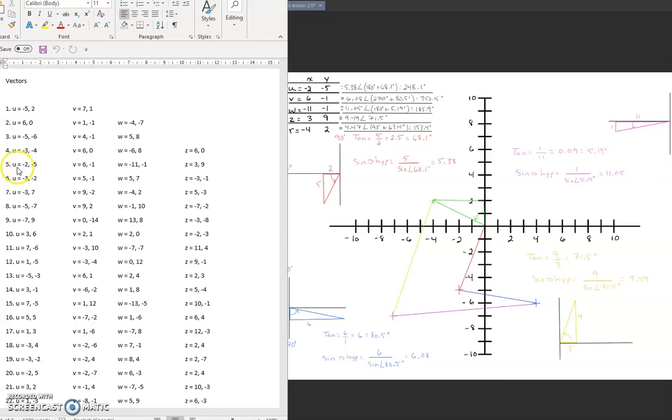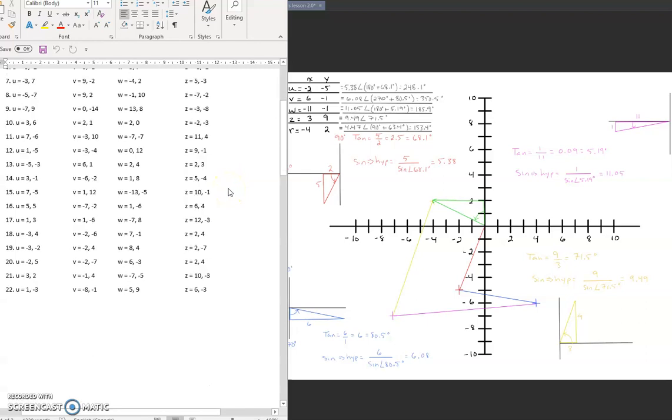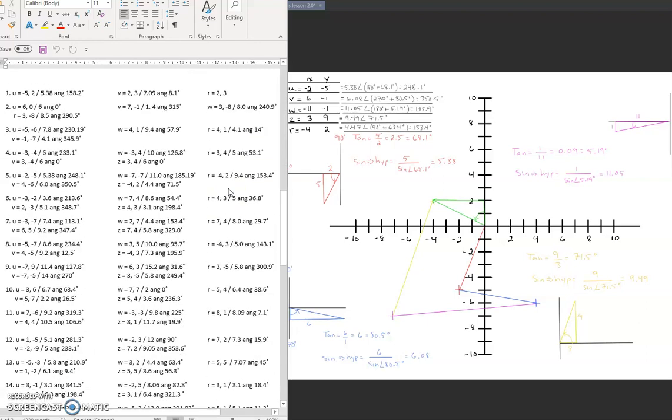When you look here, the way it sets up, we have the u vector, -2, -5; v, 6, -1; w, -11, -1; and z, 3 and 9. So that's what sets it up. This whole part here goes with this part of the vector setup here.